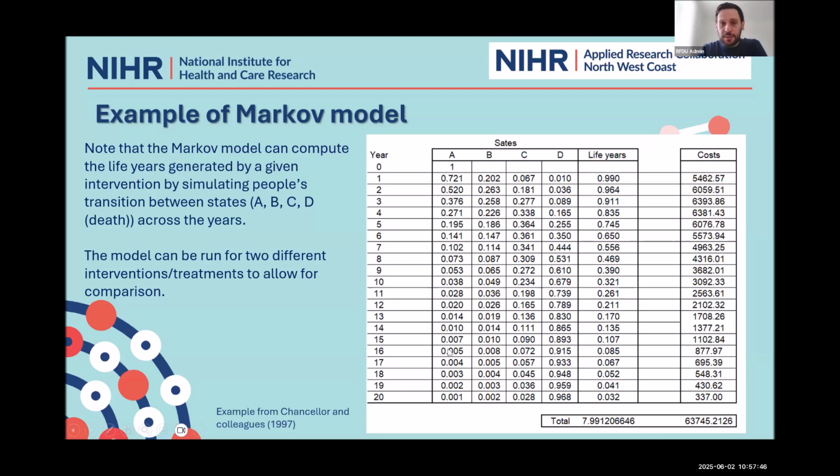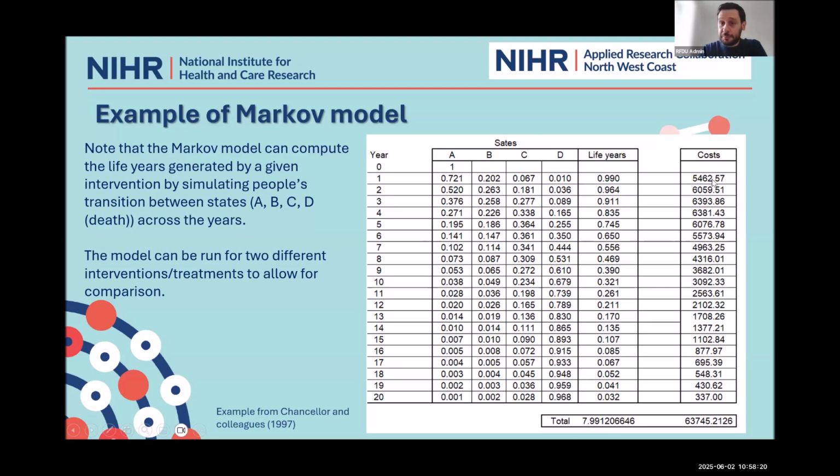And as you move on, more and more people will move to state B and to state C, and eventually you will end up with a lot of people, of course, in state D, which is death, and you will only have, for example, 0.03 life years gain from cycle 20. So from each cycle, you can add up the life years gained, and you're going to end up with the total life years, which is nearly 8 life years from this particular intervention. So we are only considering one intervention here.